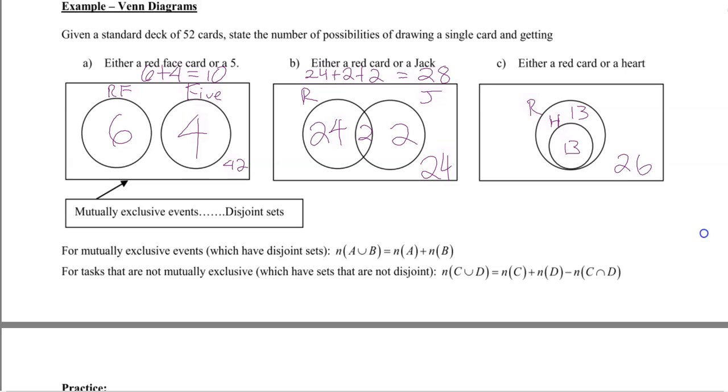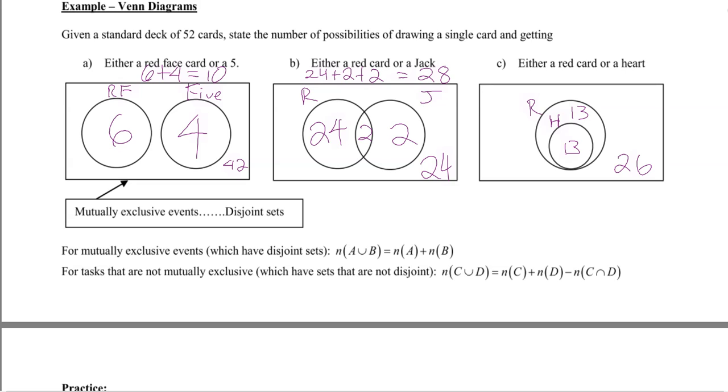For mutually exclusive events, the sets which are disjoint, the number in A union B is the number in A, here 6, plus the number in B, 4, right? Because there's no common outcomes. We're not counting anything twice. But if the tasks are not mutually exclusive, if the sets are not disjoint, then we take the number in the union. So let's take this one here.